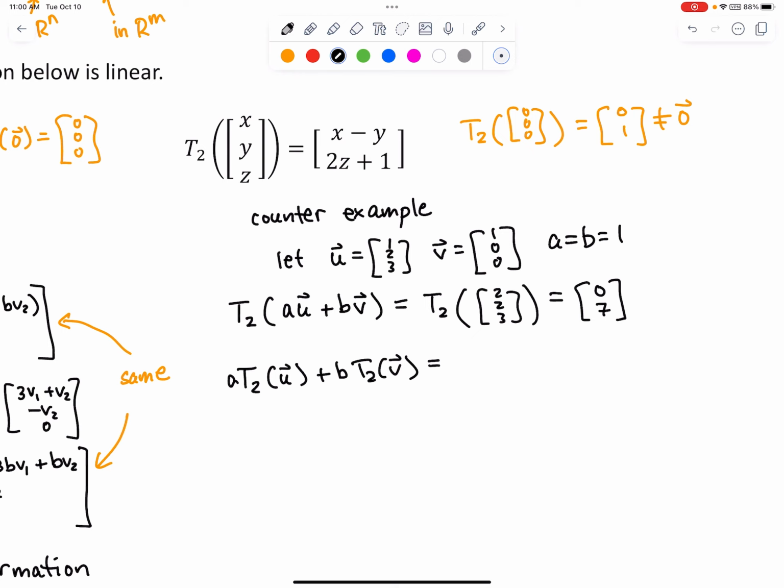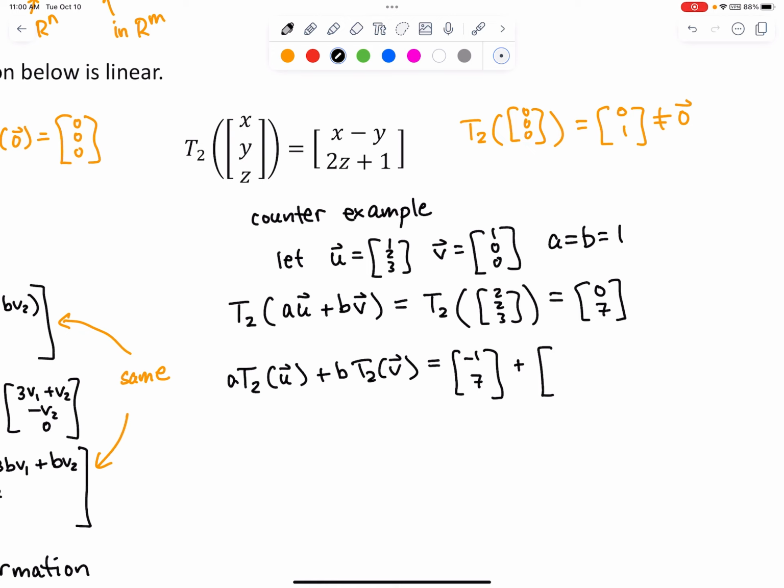So we subtract the two first coordinates. We do 1 minus 2, and we get negative 1 as the first component. And we double the third component, add 1. That gives me a 7. Now let's add to that. Let's add the image of V. So plug V into this transformation.